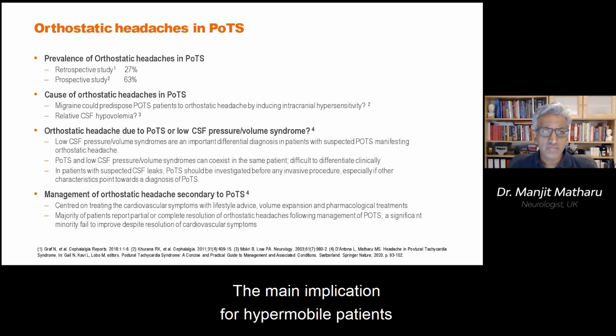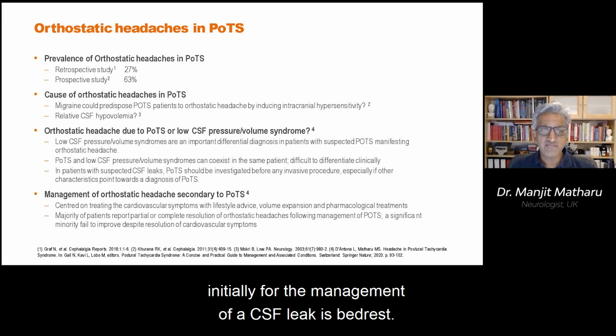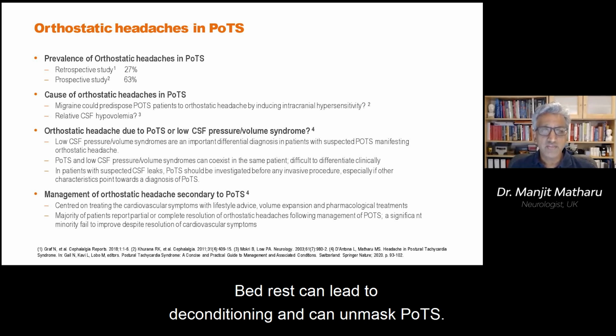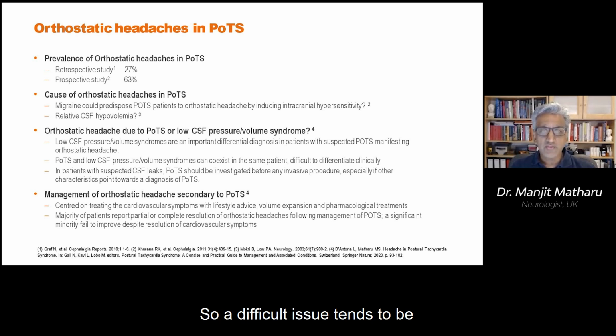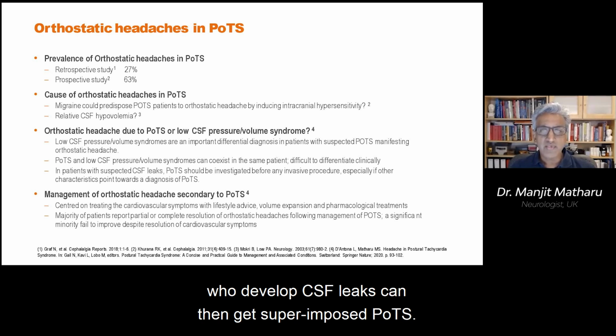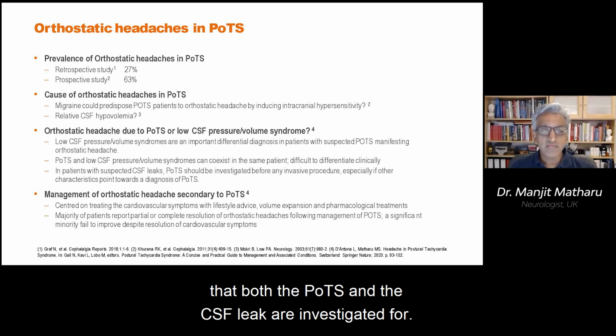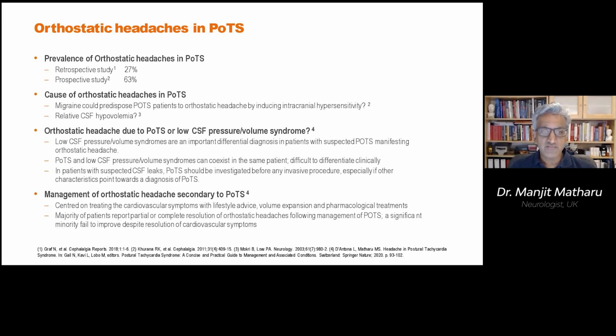The main implication for hypermobile patients is that they're prone to developing a CSF leak. They're also prone to developing POTS. One of the treatments we use initially for the management of a CSF leak is bed rest. Bed rest can lead to deconditioning and can unmask POTS. So a difficult issue tends to be that a lot of the patients who are hypermobile, who develop CSF leaks, can then get superimposed POTS. It is therefore important to ensure that both the POTS and the CSF leak are investigated for.